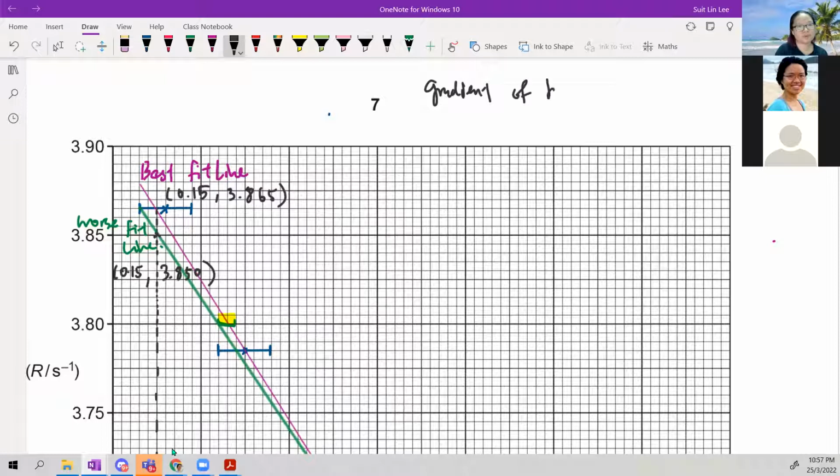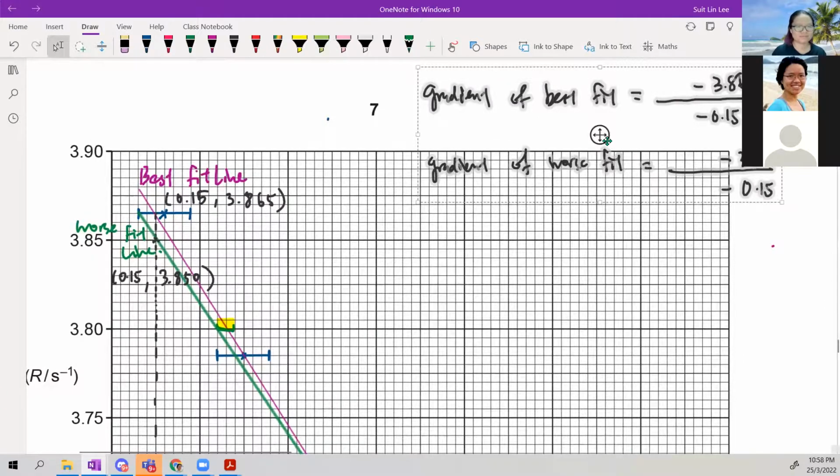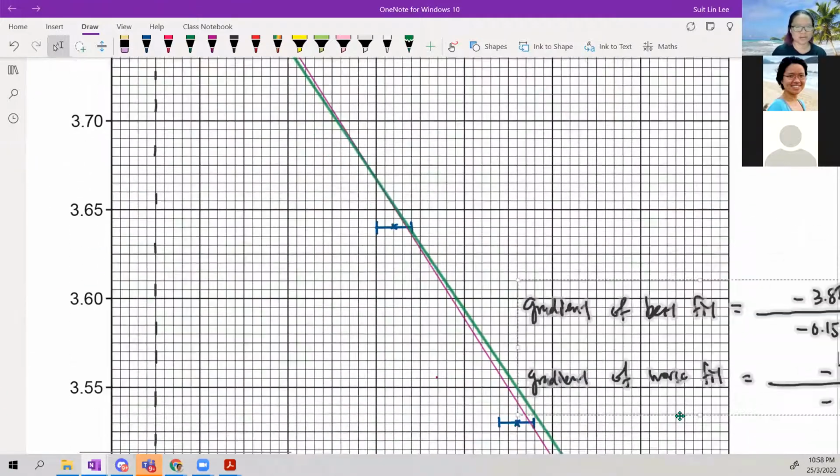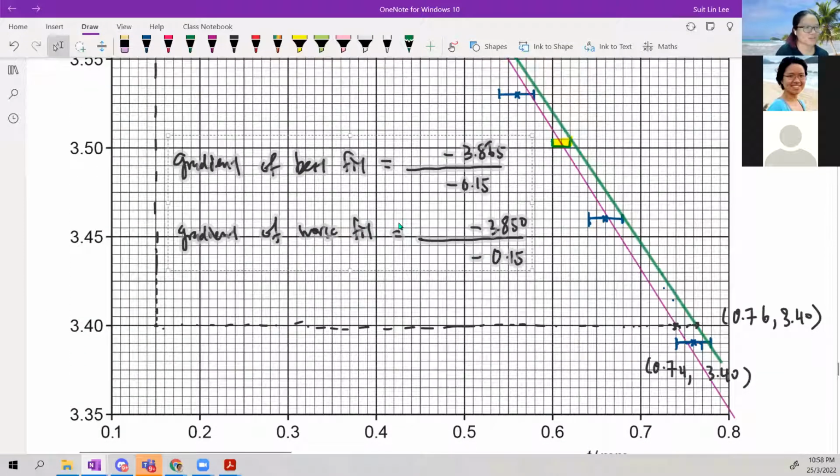So gradient of best fit. Best fit would be 0.15, 3.865. Gradient of worst fit, 0.15, 3.850. You know what I'm doing. Repeat again. Collect the coordinates from down here. I'm doing something that you obviously can't do in the actual exam.